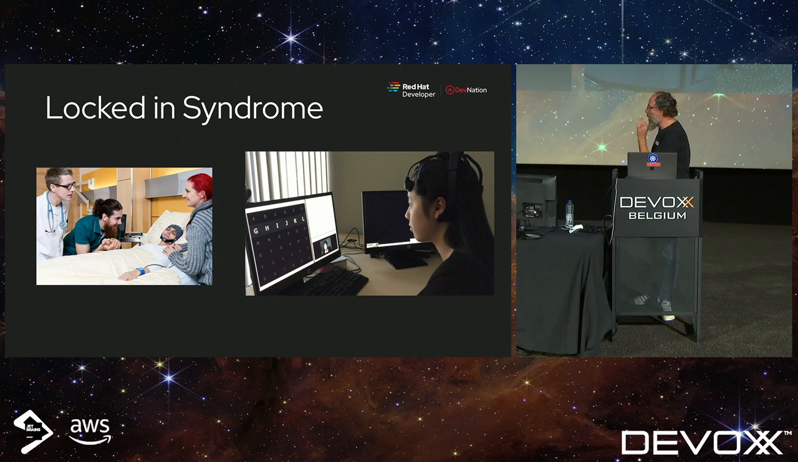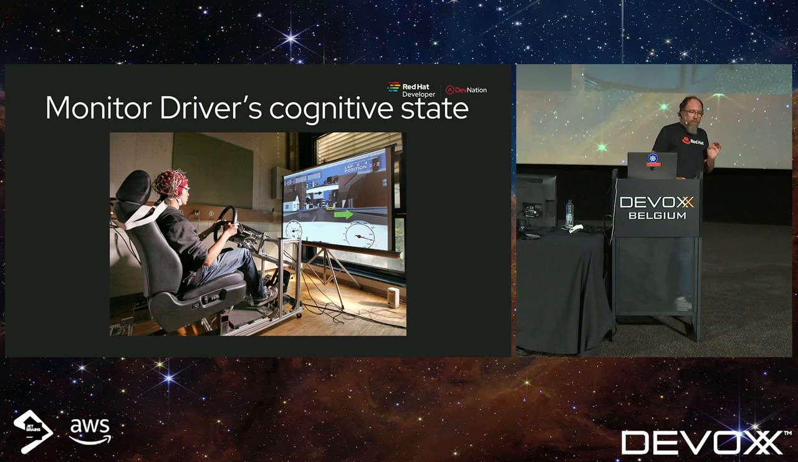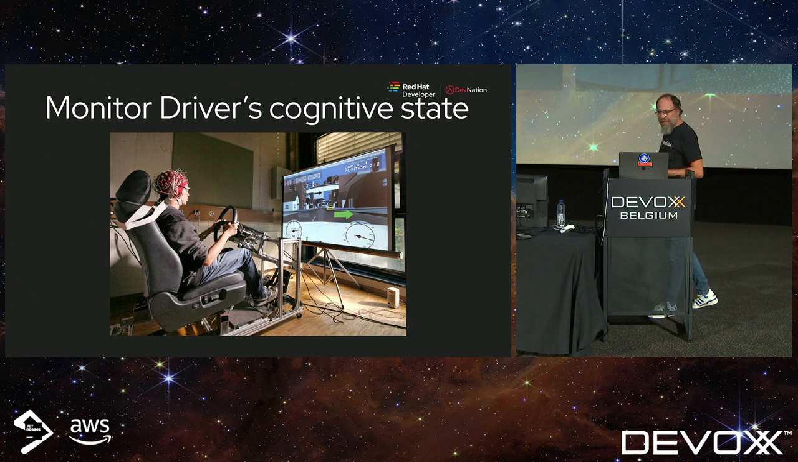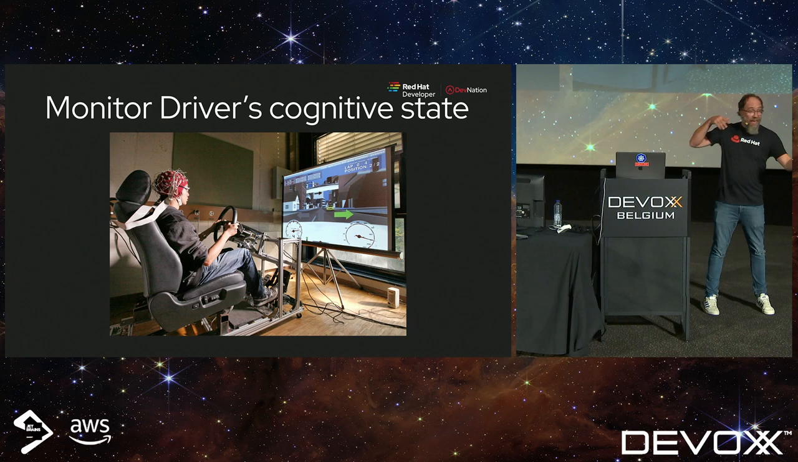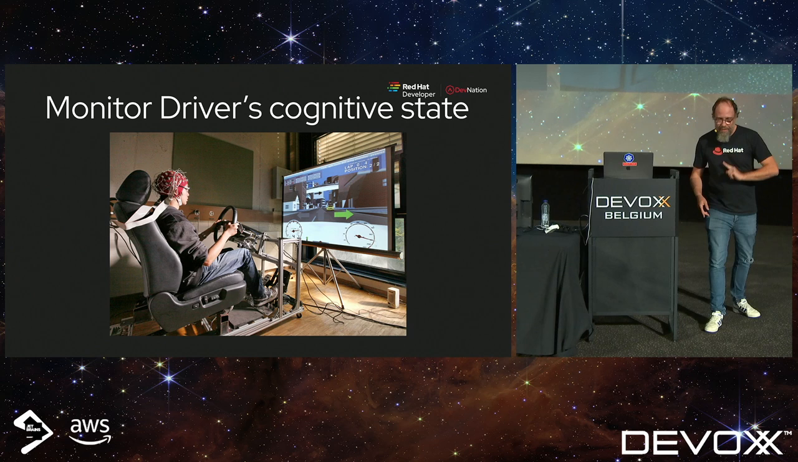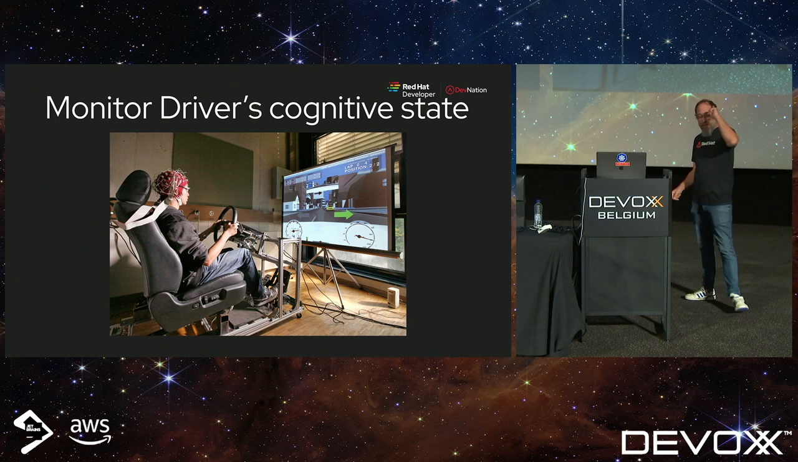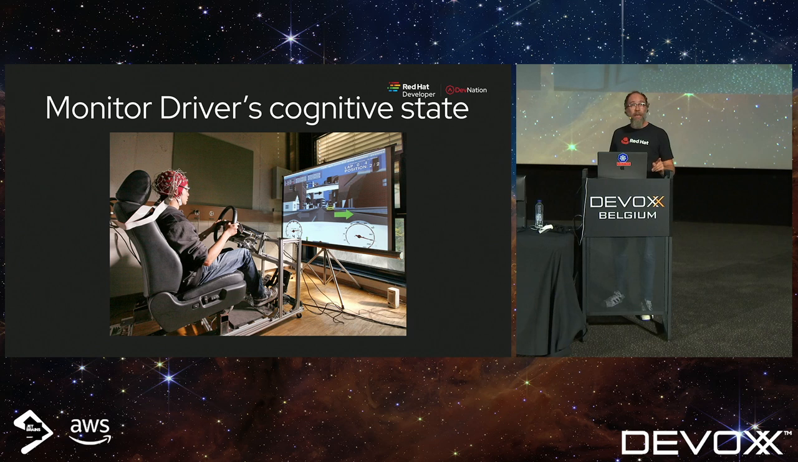Then, for some jobs, you can constantly monitor the cognitive state of the worker. Imagine a truck driver, okay? There's some danger on the road. The time that he thinks about the danger and transmits that to his feet to press the brake pedal, we can bypass that by activating the brake directly from the brain. There are some situations where we can use that.